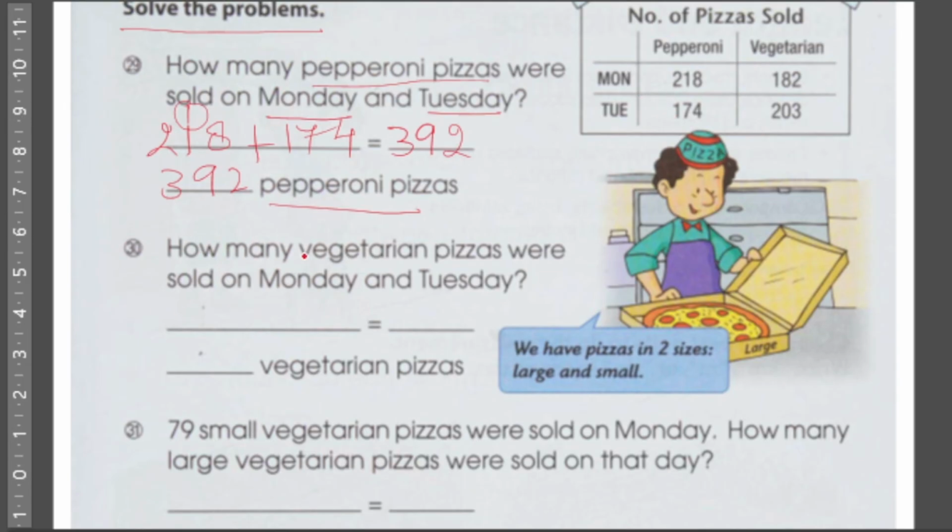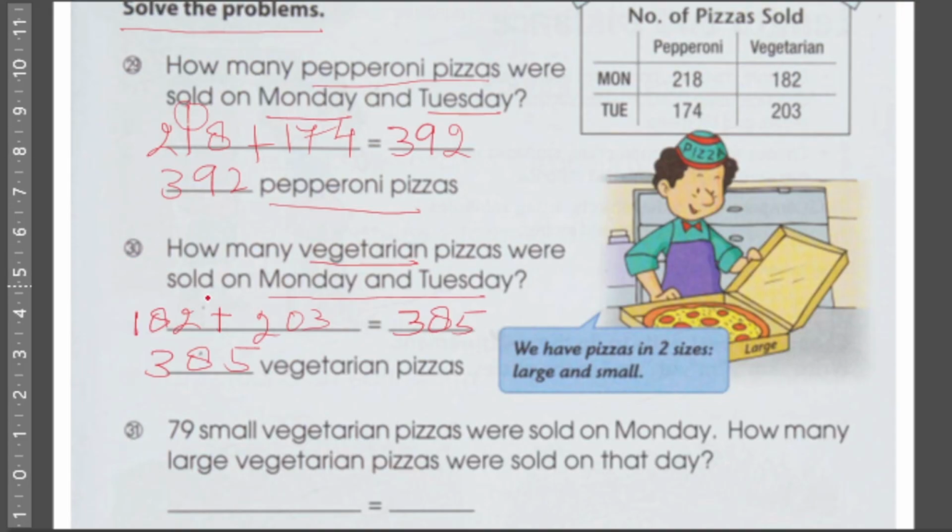Now they say how many vegetarian pizzas were sold on Monday and Tuesday. So now we have to add vegetarian pizzas, which is 182 and 203. So 182 plus 203. So 3 plus 2, 5, and 0 plus 8 is equal to 8, and 2 plus 1, 3. So it is 385 vegetarian pizzas were sold on Monday and Tuesday.